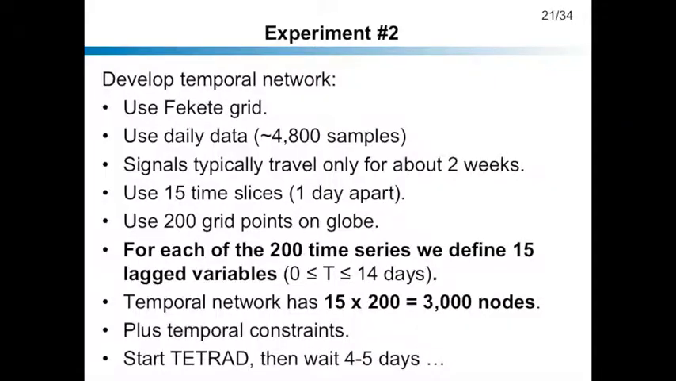Okay. And the second thing was also, we realized that even when we did that, that still didn't do it with a static model. So we had to move on to a temporal model. So we use now exactly the procedure I showed you for the 4-mode example. We use a Ficata grid. We use daily data. We have about 4,800 samples because we only do 3 months at a time, for example, winter or the summer. We used 15 time slices, and that simply comes from the fact that Yi told me, well, these signals don't travel for more than 2 weeks. So we figured let's start out with 2 weeks and see what we get.